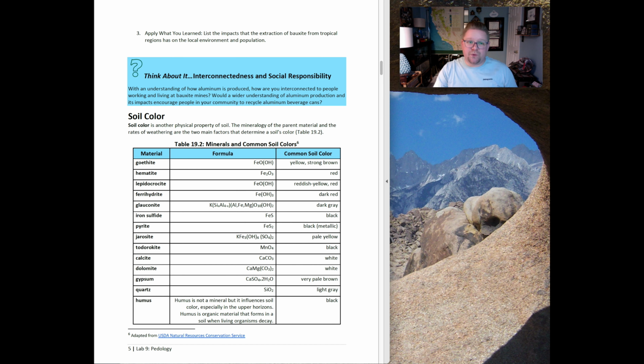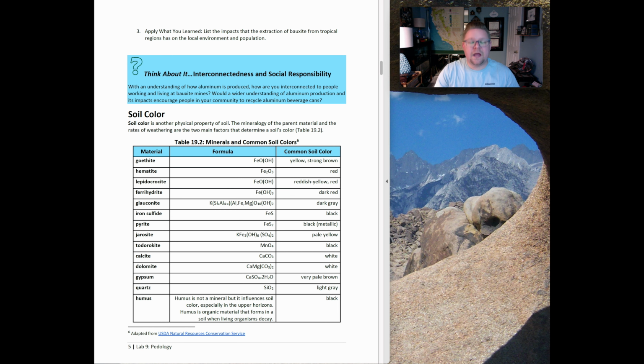Then question 3 says, now apply what you've learned. List the impacts that the extraction of bauxite from tropical regions has on local environments and population. You can find that information for your observation and interpretation based on the tables that you just filled in, as well as the blurb on the previous page.